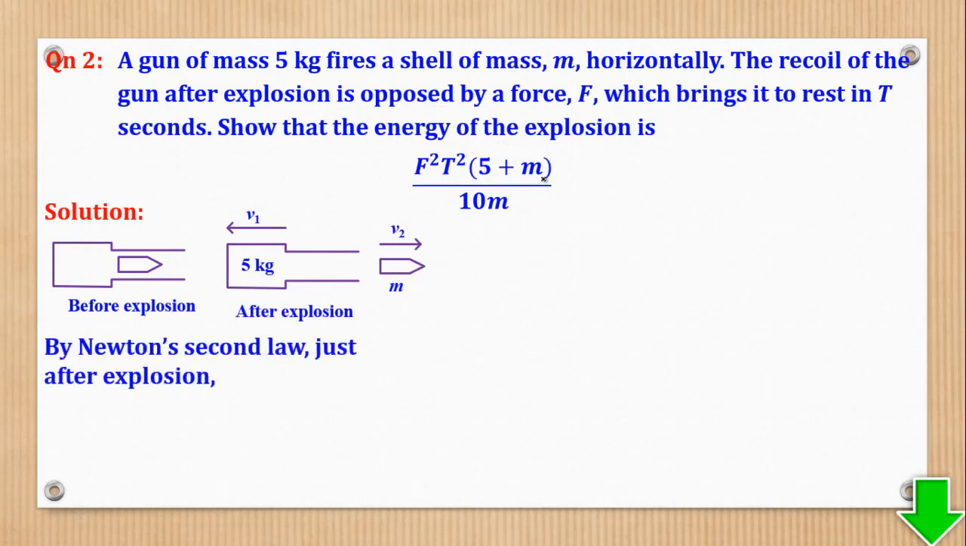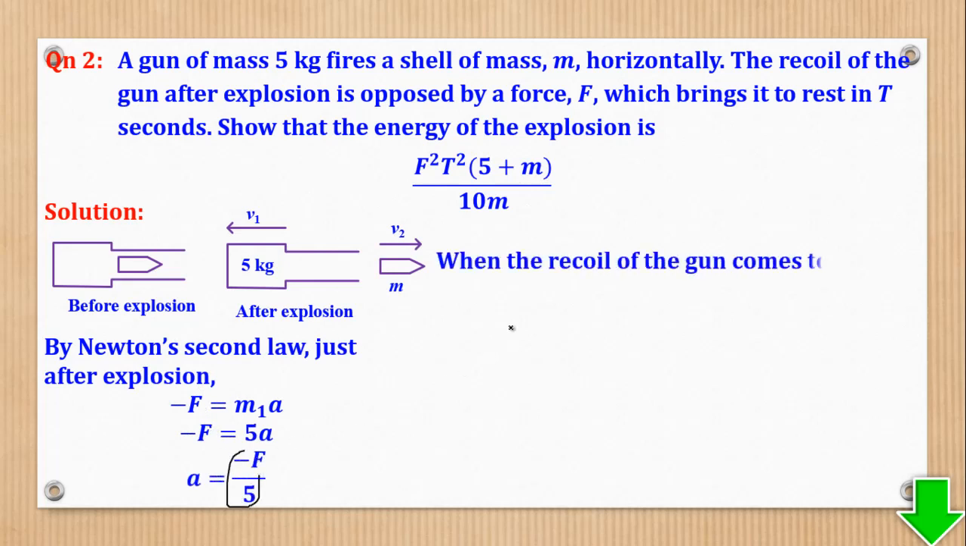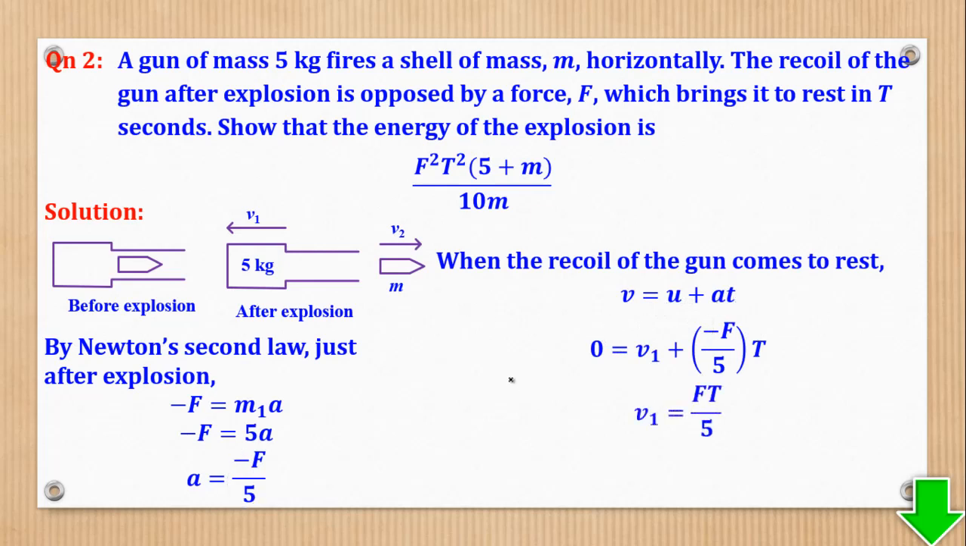So from Newton's second law, just after explosion, we have that negative because it is opposing, meaning that acceleration is this. Then when the recoil of the gun comes to rest, V is equal to U plus a t, where V is the final, U the initial at the point of recoil, then acceleration and the time it takes. Therefore, V1 will be given by that.